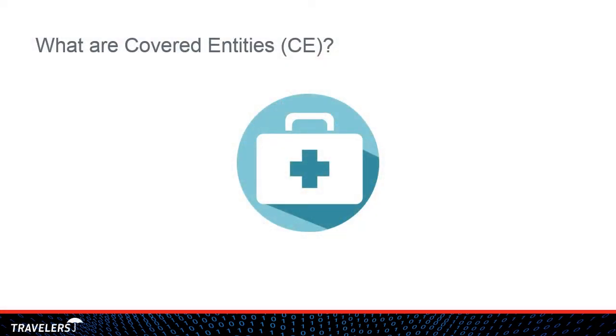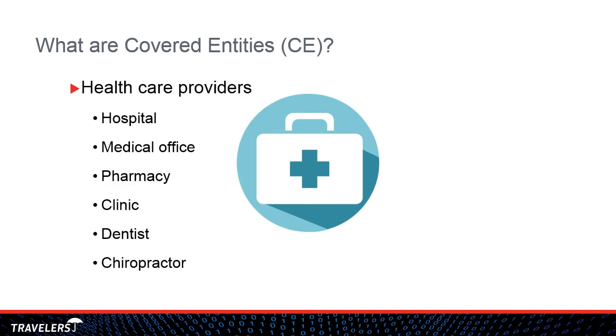The definition of PHI refers to covered entities. So what are covered entities? Covered entities are those that collect and store PHI directly due to the nature of their operations. They fall into three main classifications. Healthcare providers include everything from multi-facility hospital healthcare systems to the lone general practitioner operating out of a neighborhood office.